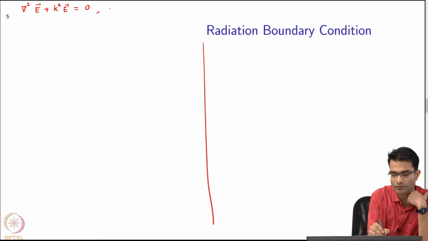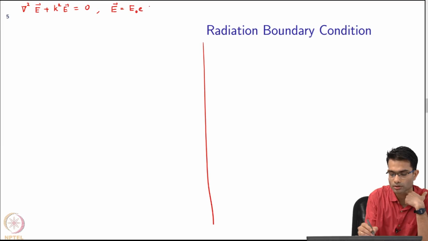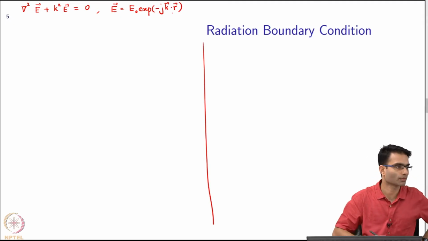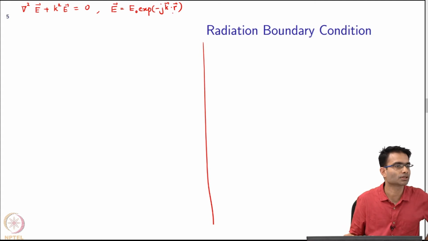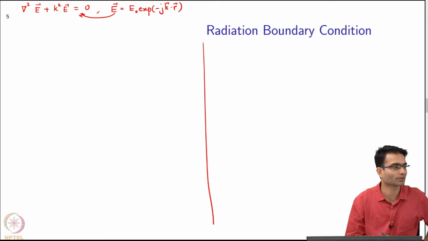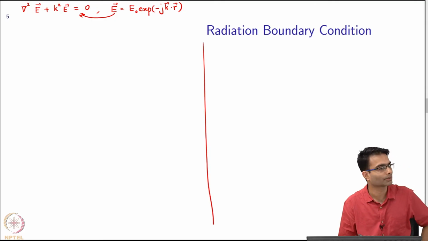So, what kind of solution do I get? E is E naught, times the plane wave. I am ignoring the time dependence, we have already taken care of that. This is the plane wave solution, and if I plug this into the Helmholtz equation, it satisfies it identically.